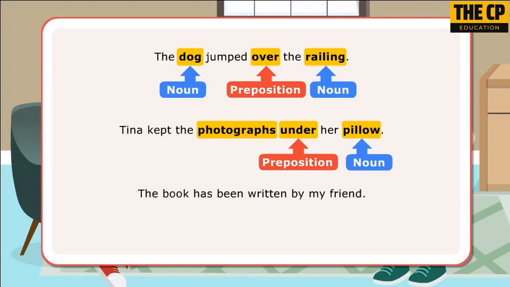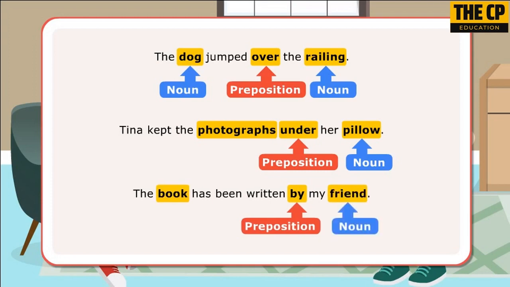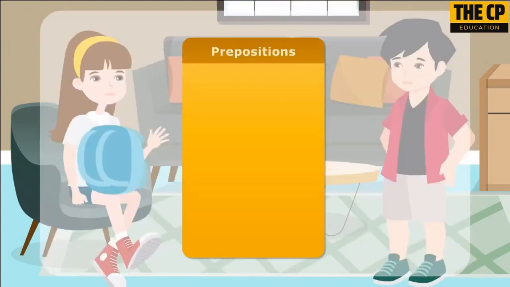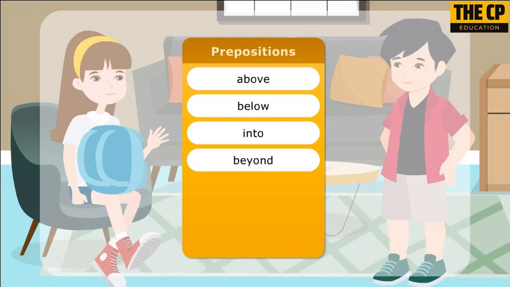In the third sentence, by is a preposition as it tells the relation between the book and noun friend before which it is placed. Here is a list of some prepositions. Above, below, into, beyond, at, since, for.